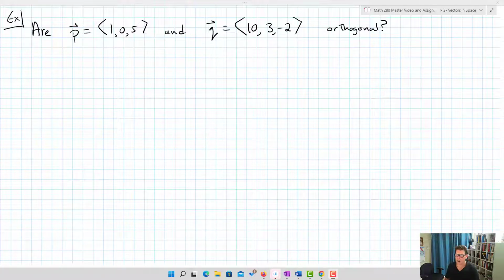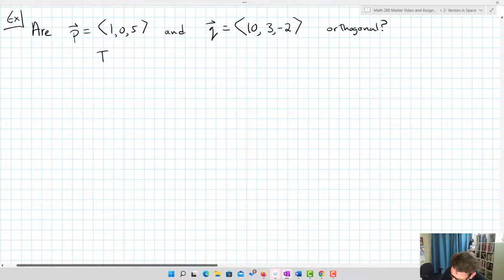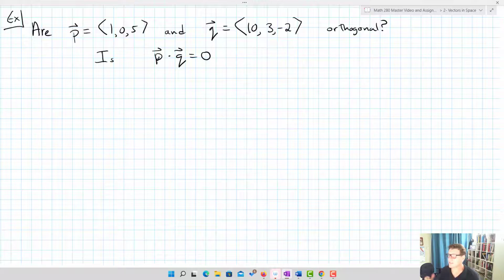Let's ask ourselves, are p equal to 1, 0, 5 and q equal to 10, 3, negative 2 orthogonal? The way that I'm going to determine if they're orthogonal is to figure out, is their dot product equal to 0? That's what I'm asking here. Is p dot q equal to 0? If it is, the two are orthogonal. That's the proof that we just had.